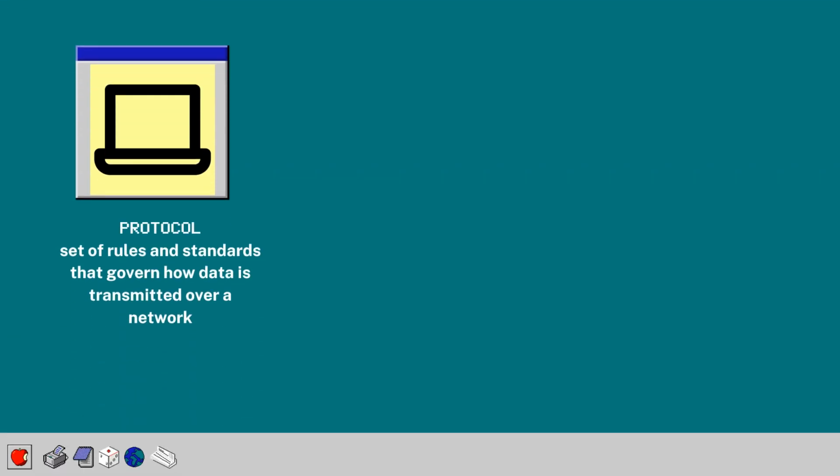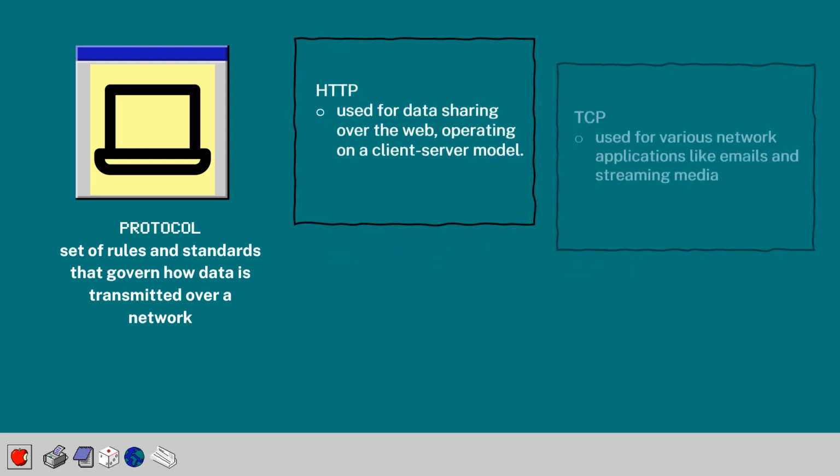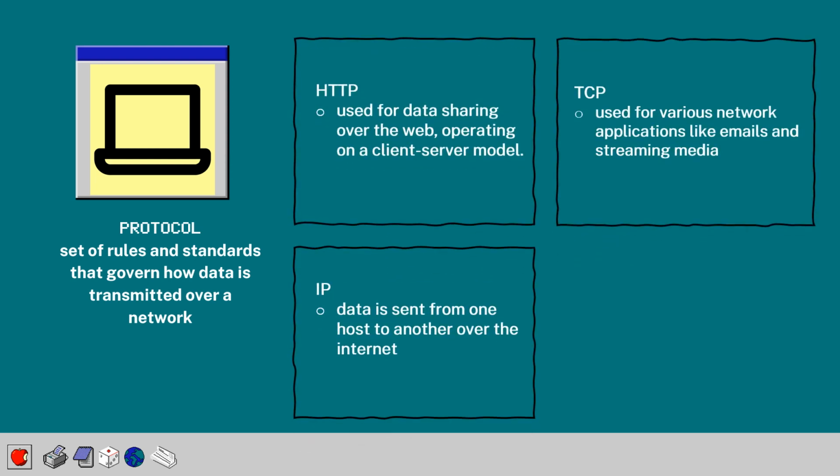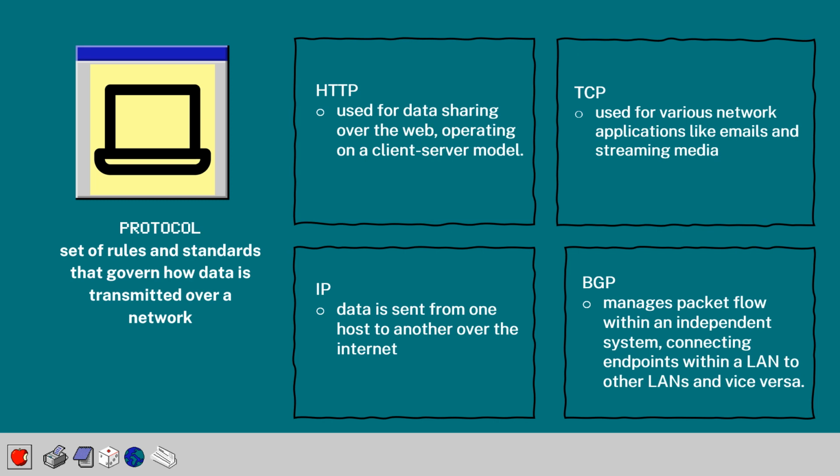So, let's move to the other terminology, which is protocol. As we can see in this video, protocol is a set of rules and standards that govern how data is transmitted over a network. There is 4 examples for protocol. First, HTTP. HTTP is used for data sharing over the web and operating on a client-server model. Second example, TCP. TCP is used for various network applications like emails and streaming media.